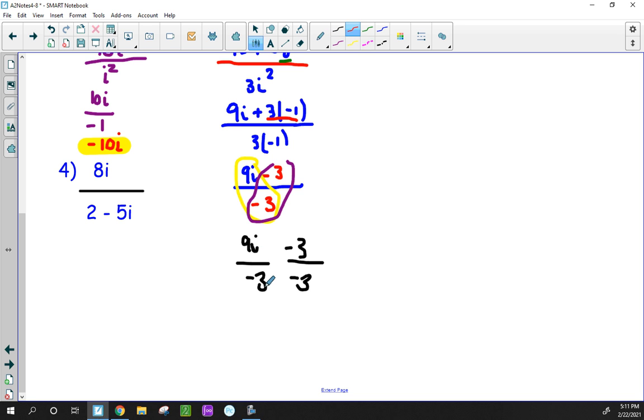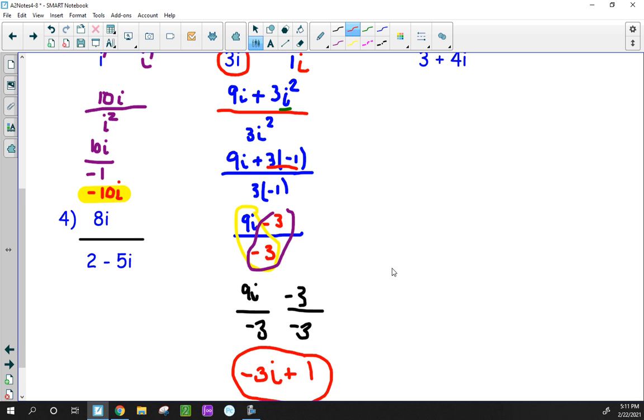9i divided by negative 3. Again, we don't leave this because it's negative. 9 divided by negative 3 is just negative 3. And then you drop your i term down. And then this division problem is negative 3 divided by itself, and that's going to be a positive 1. And here's my imaginary part. Here's my real part. It's a complex number. It is simplified now. And that's as far as I can go for example 2.